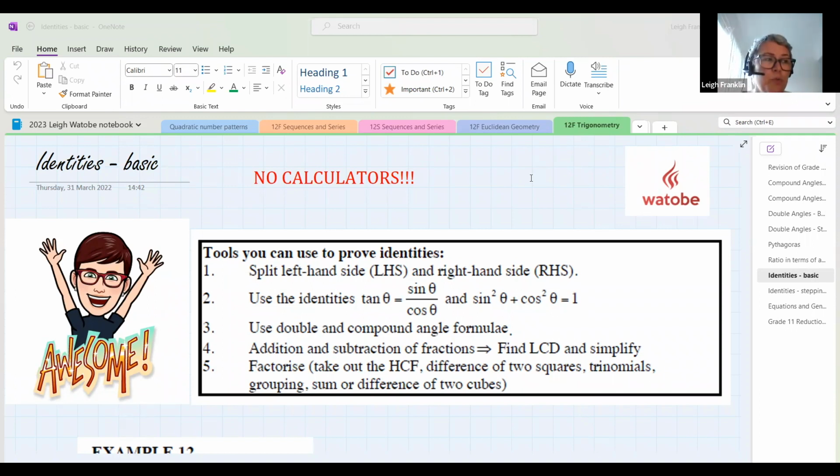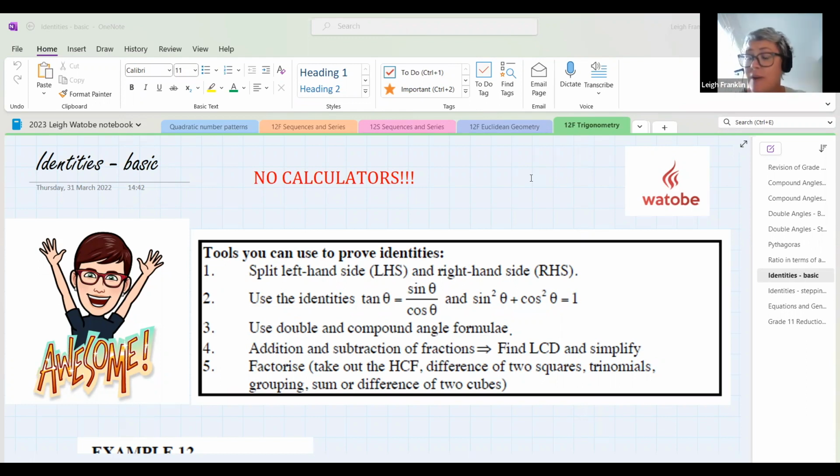So in other words, when we're doing an identity, we actually already know what the answer is. What the teachers and the people marking our work are looking for is the steps in between. So that's our focus here: how do we get from the left-hand side to the right-hand side, or from the right-hand side to the left-hand side, first of all.